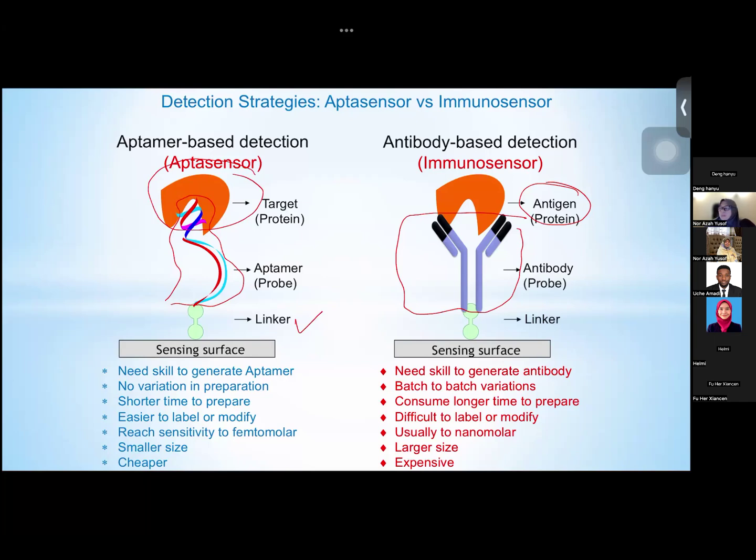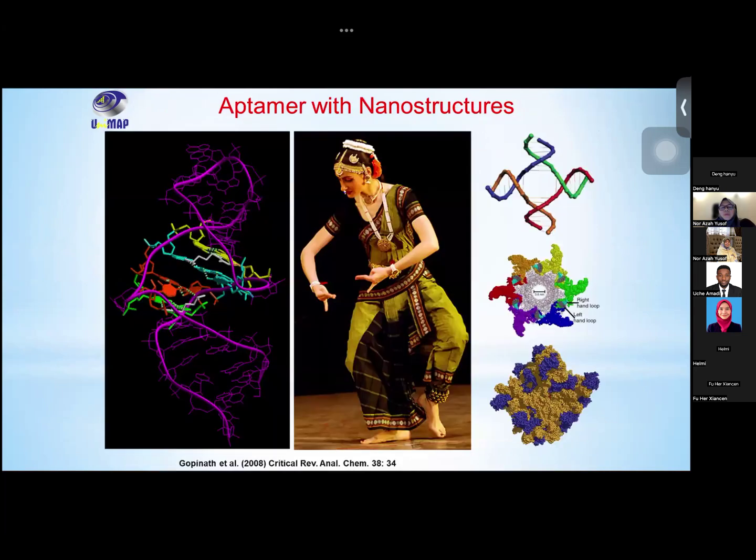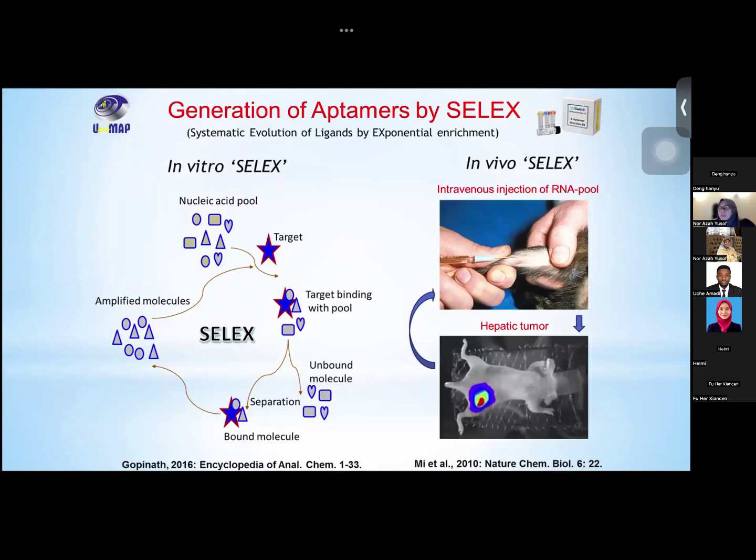Okay, so this is the process. It is called SELEX process. I don't have the full name, the full abbreviation. This SELEX is an abbreviation. This is not on the slide. I will try to show you another slide on what SELEX means. So this is a process, okay?